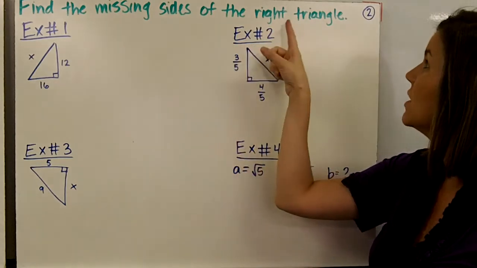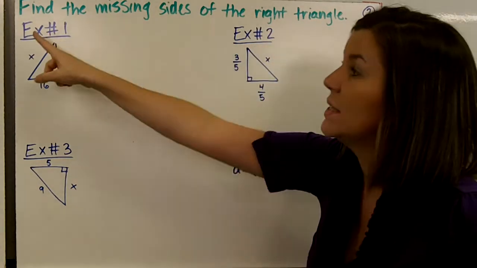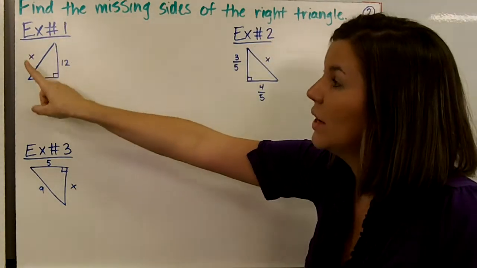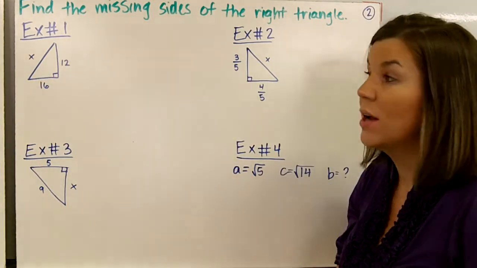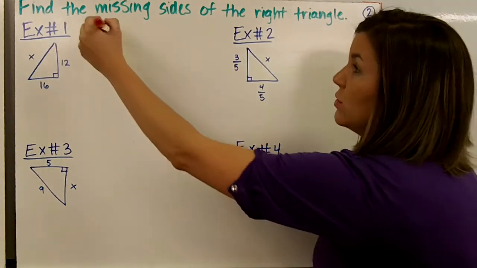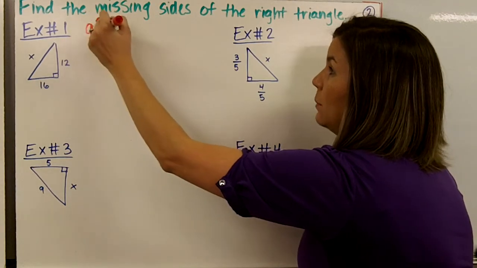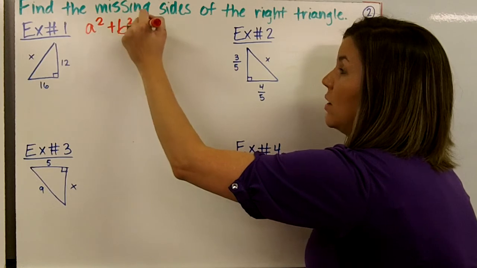All whole numbers make a Pythagorean triple. Find the missing sides of a right triangle. Example number 1. Here we have x as the hypotenuse, 16 and 12 are the legs. So we're going to use a squared plus b squared equals c squared.